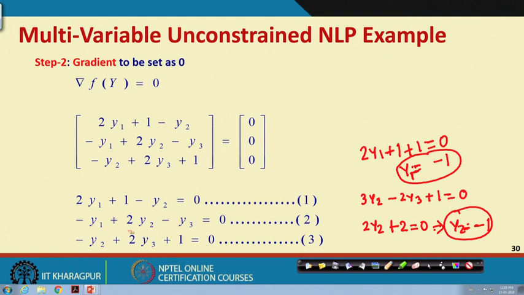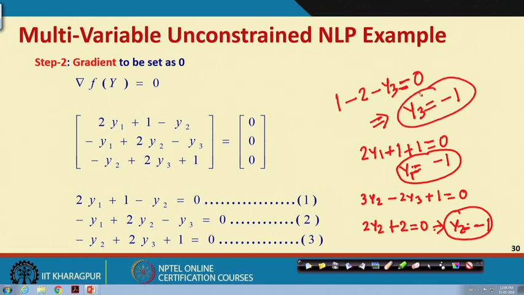So, put them in the second equation. Minus of minus 1 is plus 1, and plus 1 minus 2. So, 1 - 2 - y3 equal to 0. That is what you can write from the second equation. So, that gives y3 also equal to -1. So, very simple.